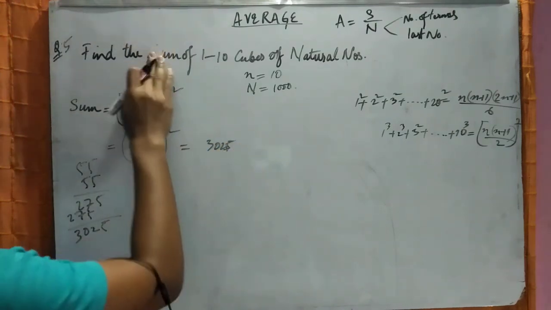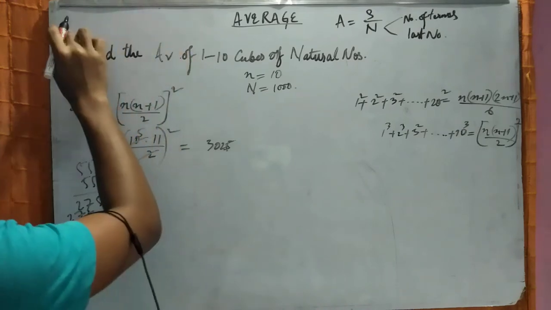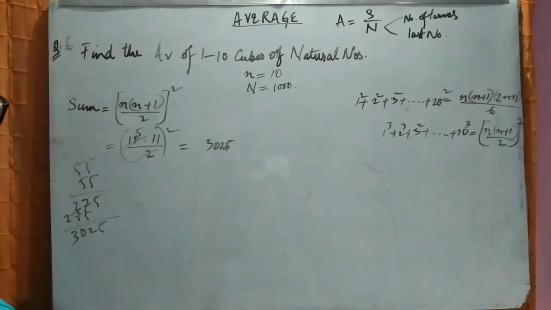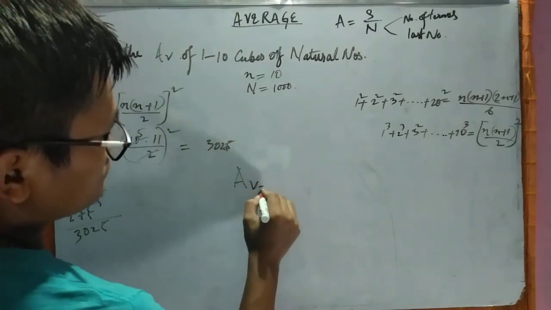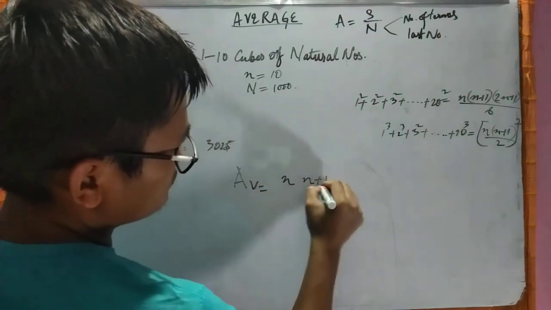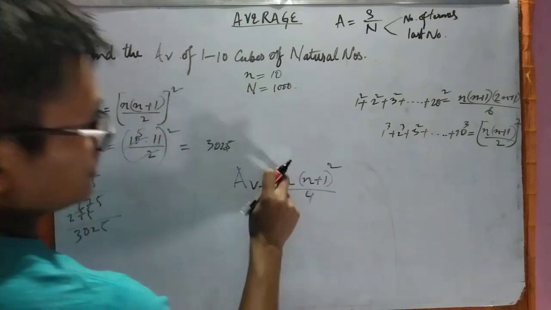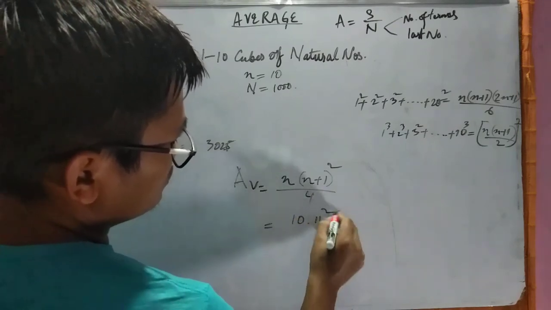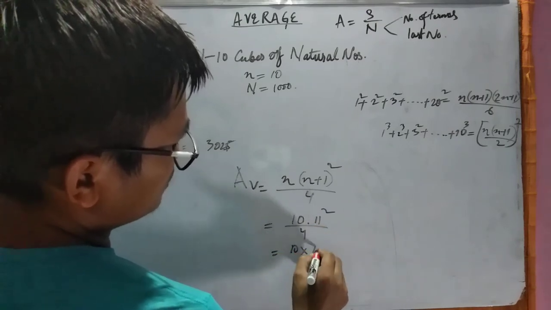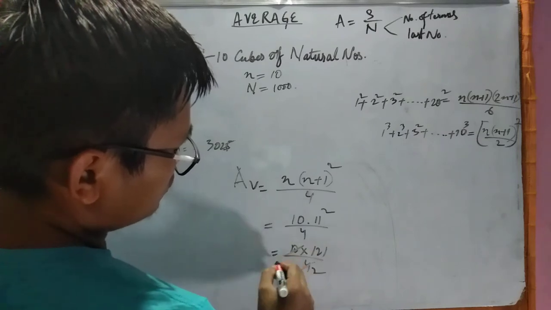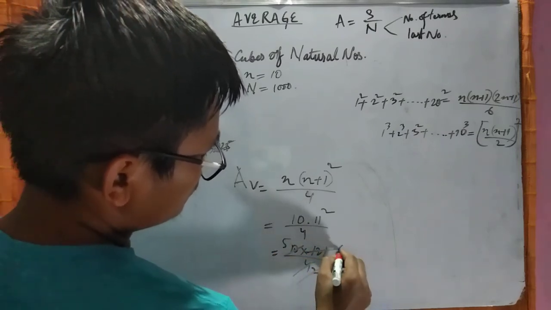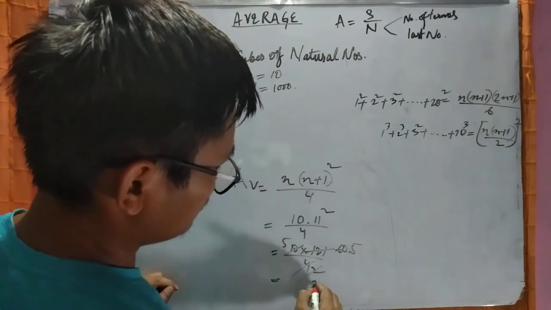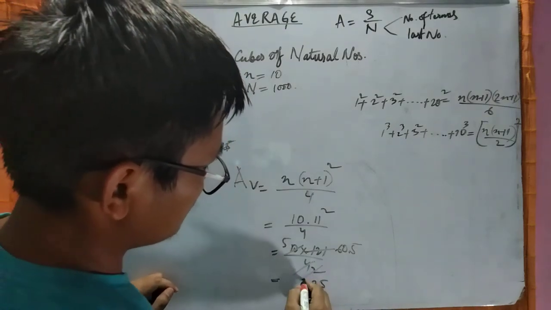Next, find the average. The average of the cubes uses the formula N times N plus 1 whole square divided by 4. N value is 10, so 10 times 11 squared divided by 4. 2 times 5 is 10, 2 times 6 is 12, and we get 302.5.